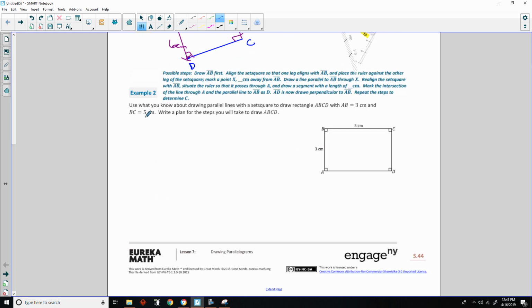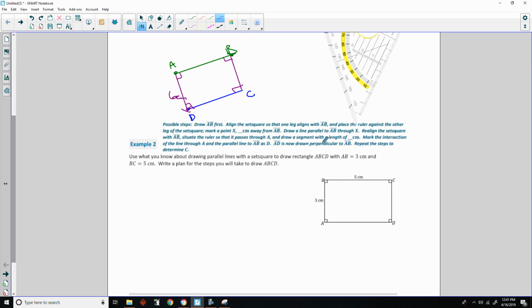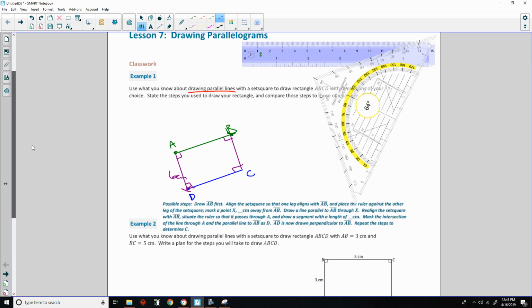Now let's move on to example 2. Use what you know about drawing parallel lines with a set square to draw a rectangle ABCD, with AB being 3 centimeters and BC being 5. Write a plan for the steps you will take to draw. Okay, so the first thing I would do is I would draw a line segment AB.